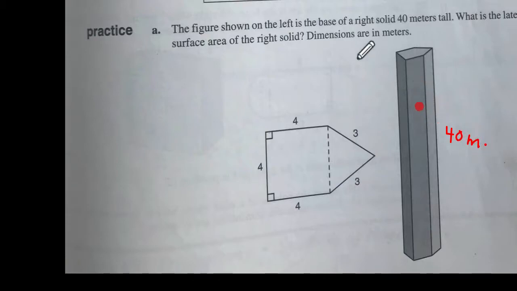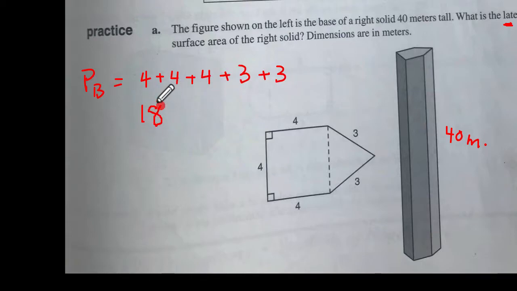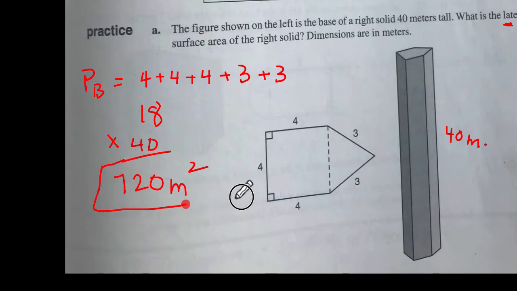So all you have to do to find the lateral surface area, because it's asking for lateral even though you can't see the whole thing, is we're going to find the area of the base. So let's find the perimeter of the base. The perimeter of the base is going to equal 4 plus 4 plus 4 plus 3 plus 3. And that is going to add up to 12 plus 6 is 18. So the perimeter is 18, and then you just simply take it times the height. Pretty easy. And you're going to get 720 meters squared. And that's your lateral surface area, perimeter of the base times the height.